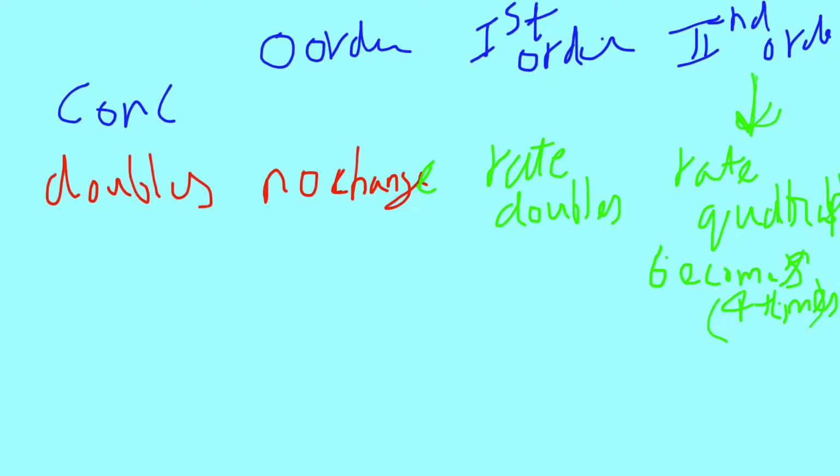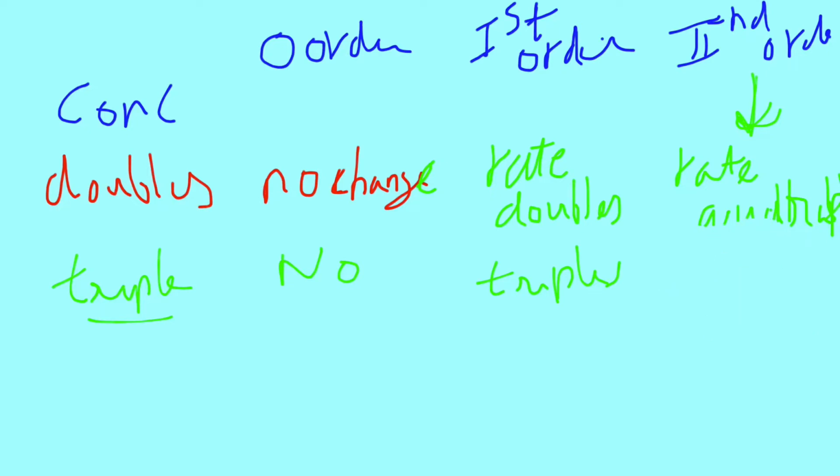But respectively, if concentration triples, this also you remember: for zero order there will be no change at all. But here the rate triples in the first order as it is. Concentration triples, rate also triples. And for second order the rate becomes 9 times. Tripling the concentration, the rate becomes 9 times.